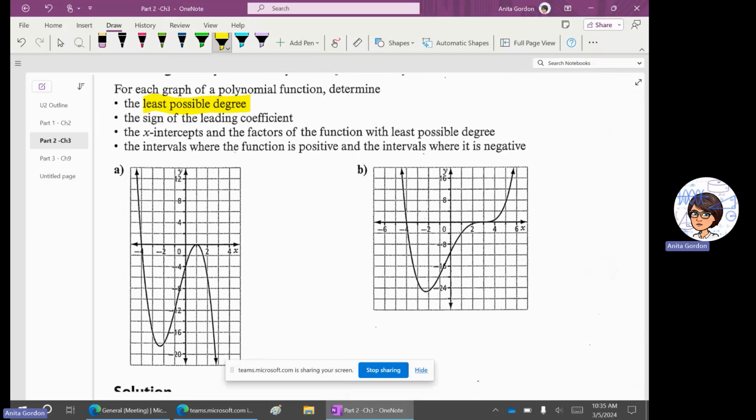So the more transformations that we apply to a graph, the easier it is for us to see what degree it is. So if we're not sure, we always choose the least possible.